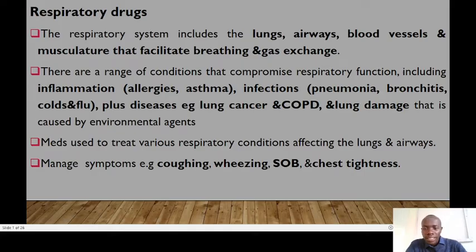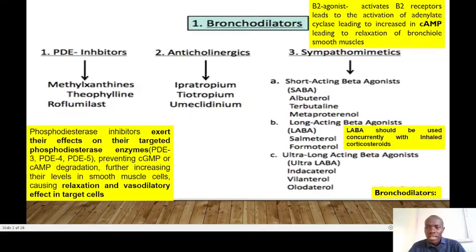All right. So meds that will be used to help us in helping the patients in this case are the respiratory drugs. So they manage symptoms like coughing, wheezing, shortness of breath, chest tightness for that case. So we could have different classes for this system. We could have the major drugs, that is the bronchodilators, or the anti-inflammatory drugs. So these drugs can be broadly classified into those two groups.